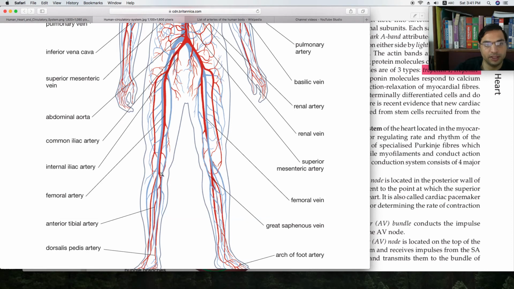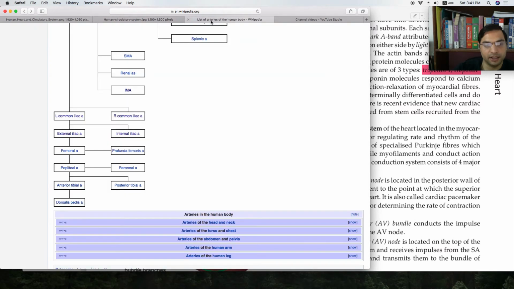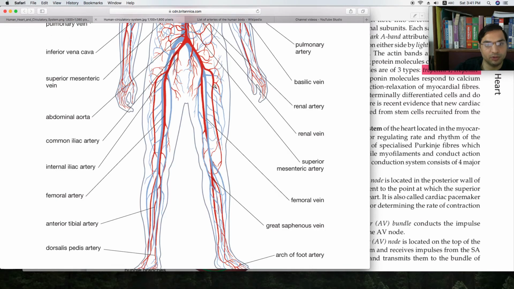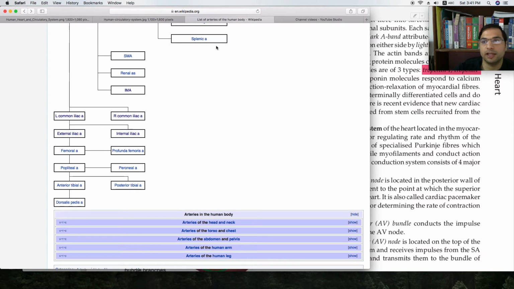So at the back of the knee, it is the popliteal artery, right. It is not shown here. So the femoral artery becomes the popliteal artery, and the popliteal artery gives its branch, the peroneal artery, at the posterior side, which supplies the gastrocnemius muscle, the calf region, right. So this peroneal artery is very important.